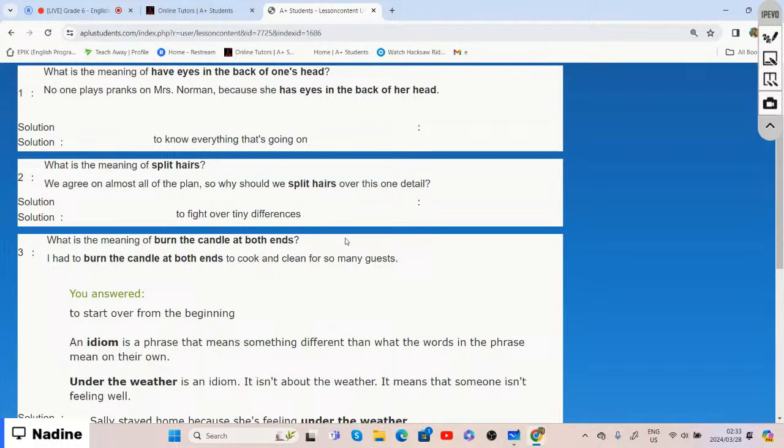So split hairs, right? It doesn't mean that we have damaged hairs and our hair is splitting, or split the hair in four parts, two parts because you want to do little buns. No, right? So split hairs is to fight over tiny differences. So fight over your problems, but like tiny unnecessary things. That is what you want to fight over.